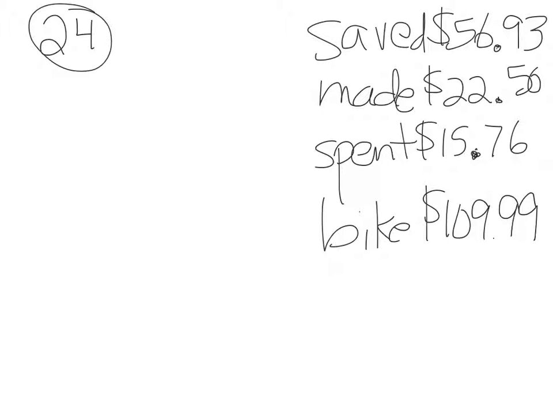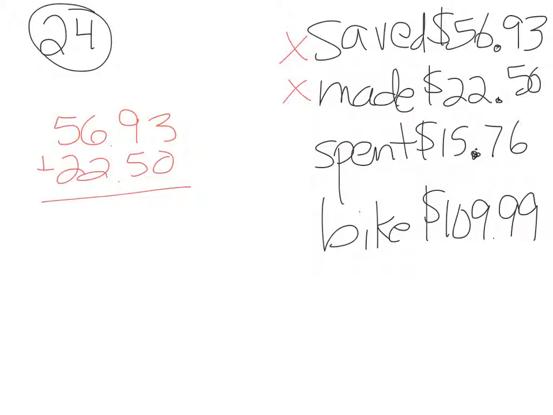First off, I need to figure out how much she has already. Now I see she has some money saved and she has some money made, and those two could be added to discover how much money she has, although I think we're going to find there's a little bit of a trick to it. 9 plus 5 is 14. Carry the 1. 6, 7, 8, 9. So it looks like she has $79.43, except, she bought a CD, which means she spent some money. We have to take that away because she doesn't have it anymore.